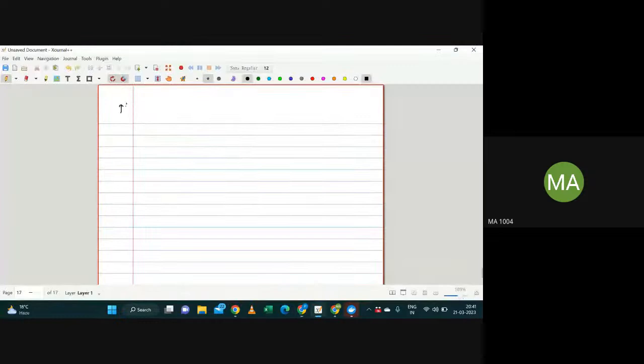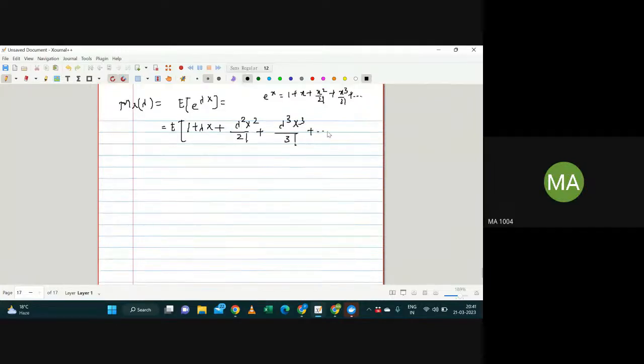So what is the moment generating function? It is nothing but M_X(lambda), the expected value of e raised to power lambda X. What is e raised to power x? 1 plus x plus x square by 2 factorial, x cube by 3 factorial, and so on. So e raised to power lambda X means 1 plus lambda times X plus lambda square X square by 2 factorial plus lambda cube X cube divided by 3 factorial, and so on.